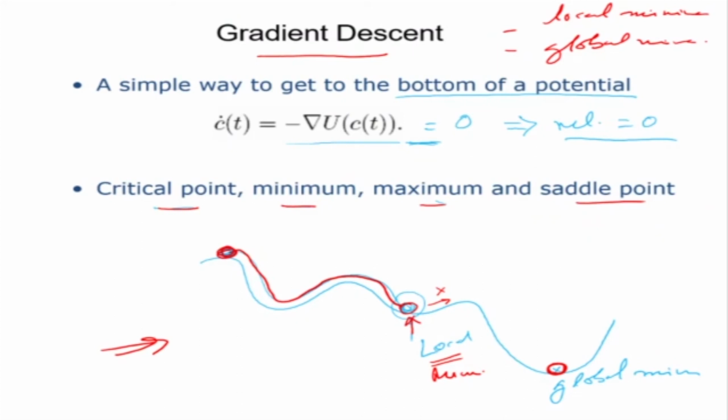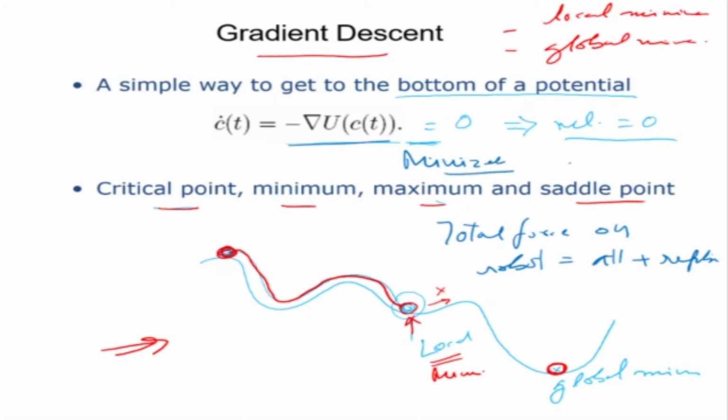So we take the effective force acting on the robot: the total force on the robot is equal to the attractive plus the repulsive force. I use gradient descent, that means I minimize, so it's a minimization problem. Basically, I'm minimizing the potential energy. Imagine a ball that has potential energy mgh; when the ball comes down, this decreases, right?